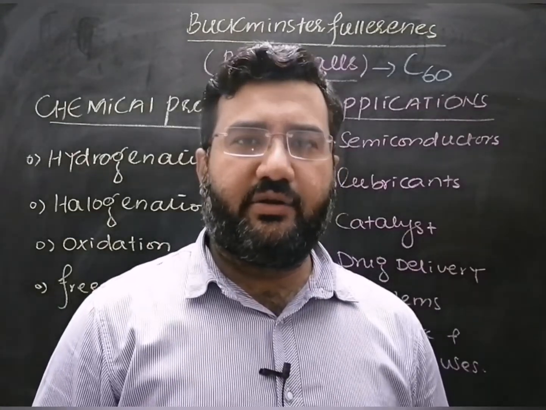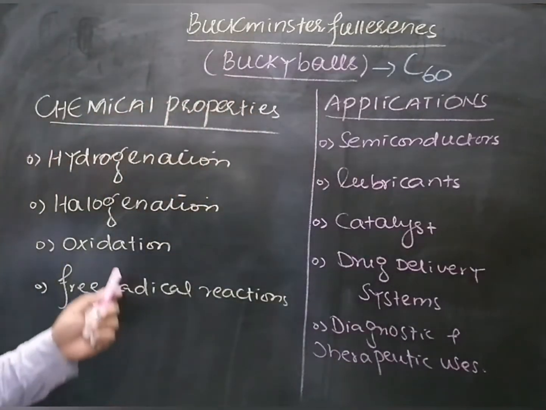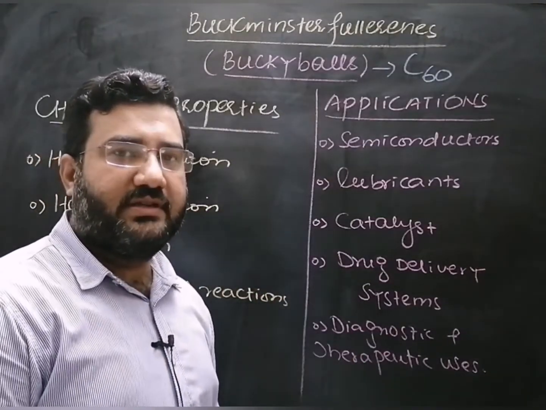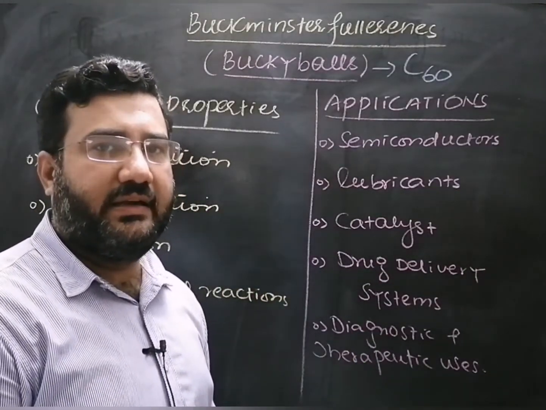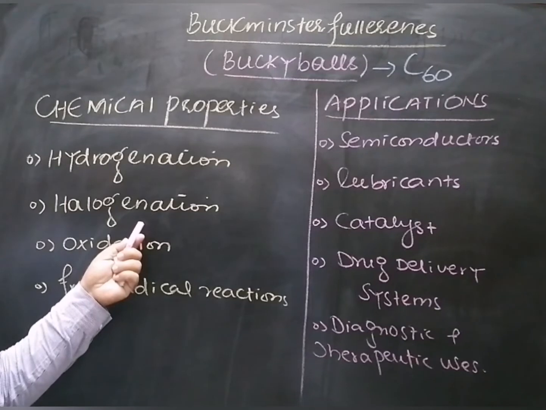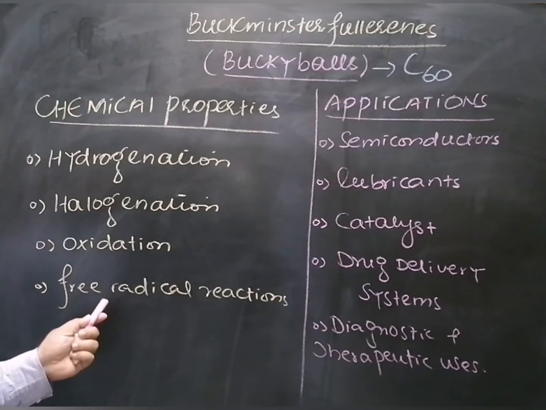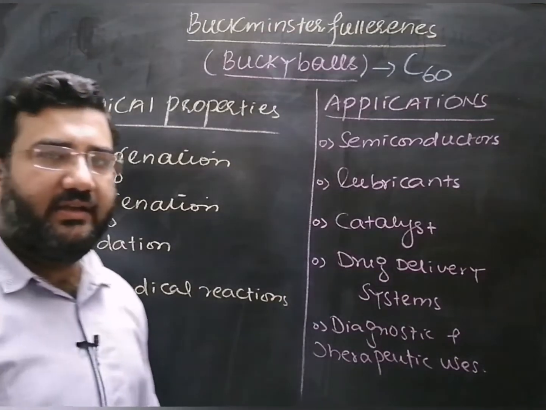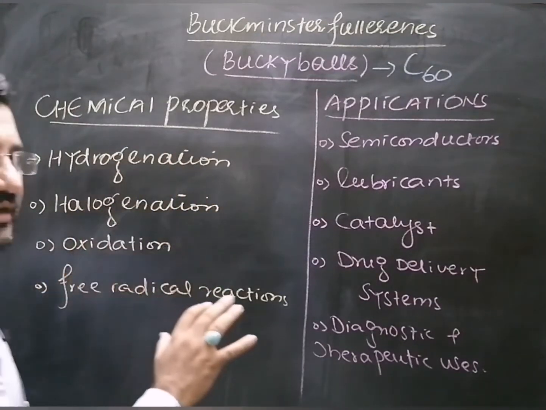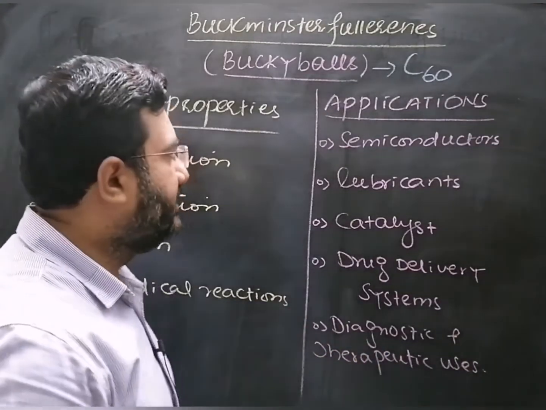Now let us finally look into the chemical properties and applications of the buckyballs. Buckyballs have carbon-carbon double bonds, so they can be hydrogenated just like alkenes. They also show the halogenation reaction just like unsaturated hydrocarbons. They show oxidation reactions, and they also show free radical reactions. These are the chemical properties of the buckyball that match with the chemical properties of organic compounds. That's why buckyballs are organic in nature.